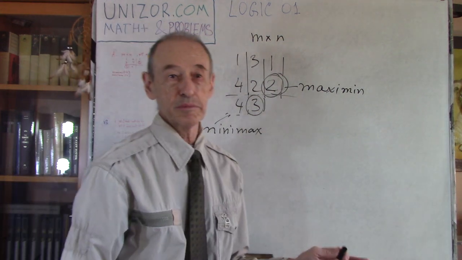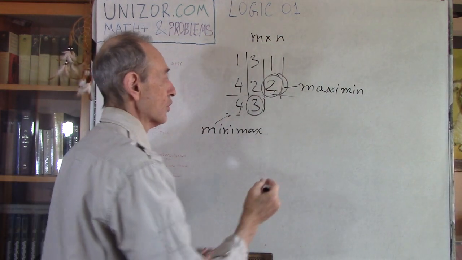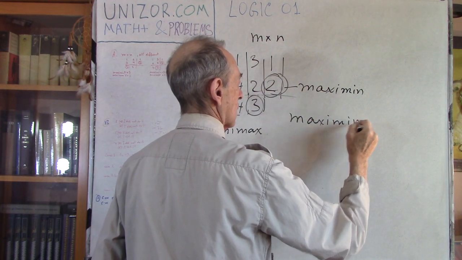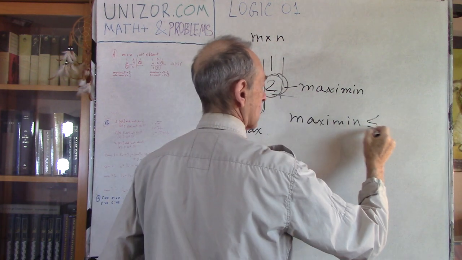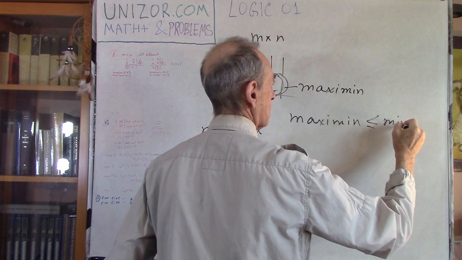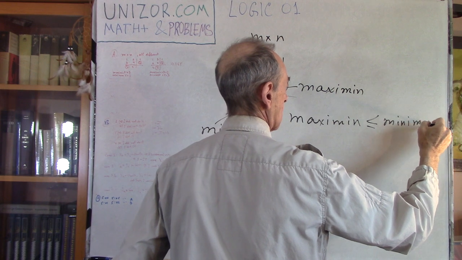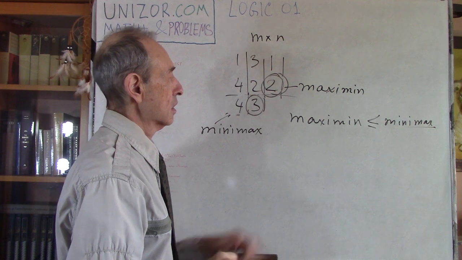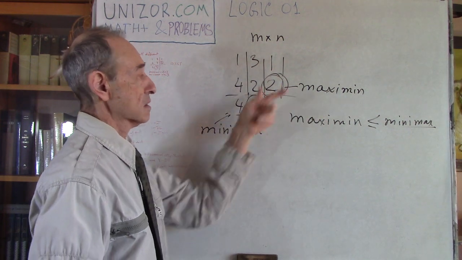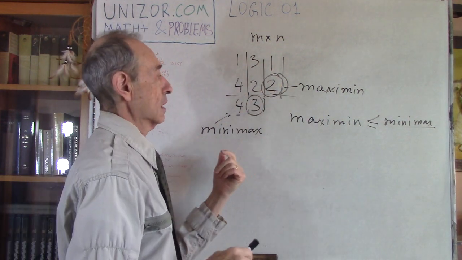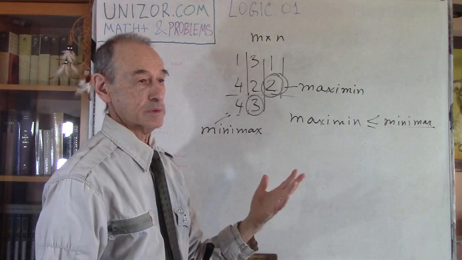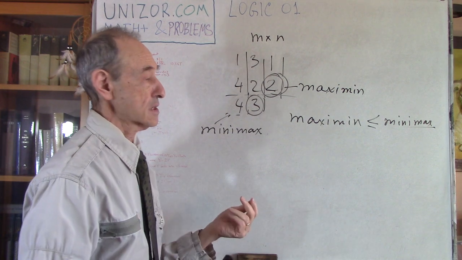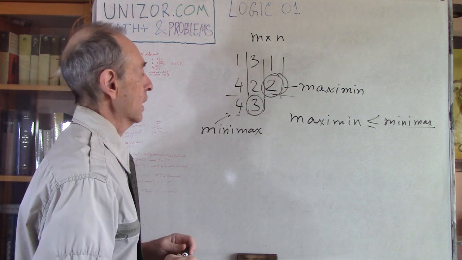So what's the problem? The problem is to prove that maximin is less than or equal to minimax. So equal or less. In this case, less. In the previous case, it was equal. Now, how can we prove it? That's the proper point to pause the video and do it yourself. And now I will continue.